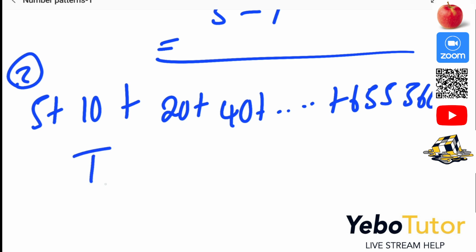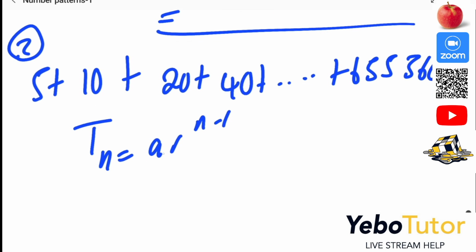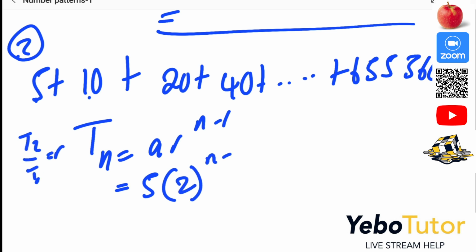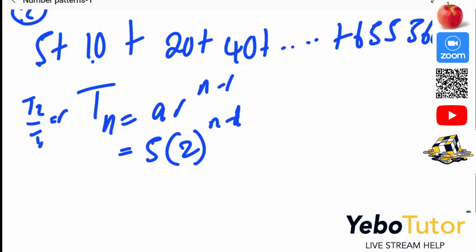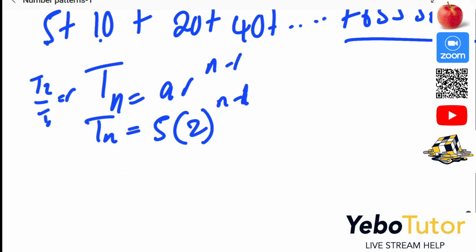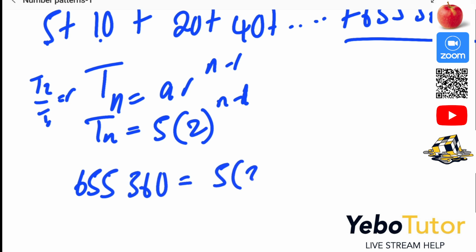So in other words, we need our Tn, which is equal to ar^(n-1). What is our a? Our a is the first term, which is 5. And what is our r? Our r is always t2 divided by t1, and that will be 2, so 2 to the power n minus 1. Then that will be your Tn. But now we're given the last term, which is 655,360, which is equal to 5 times 2 to the power n minus 1.